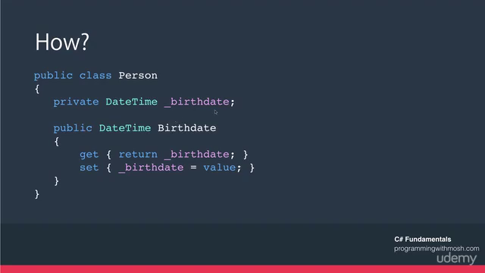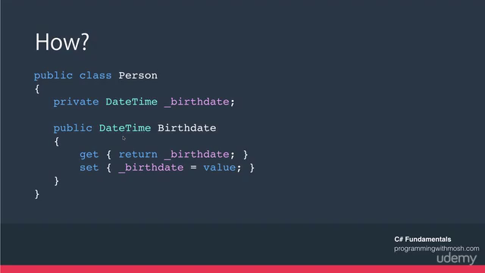So we still have the birthDate field, which is declared as private. And here we have the property. Note that the property is declared as public, and it should have the exact same data type as the field. In terms of naming convention, we use Pascal case for naming properties. So the first letter of every word should be uppercase.